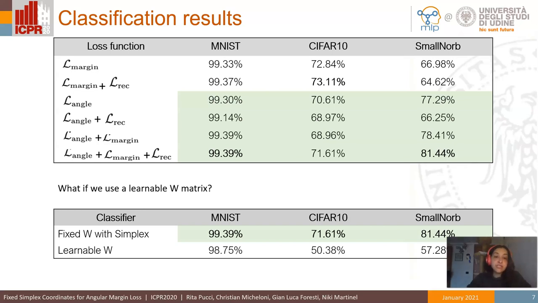But what if instead of a fixed classifier we use a learnable classifier? So we try a learnable classifier, but as we see in the table, the bottom side, the results are absolutely better when the classifier is fixed.